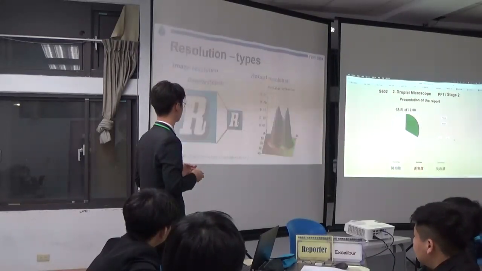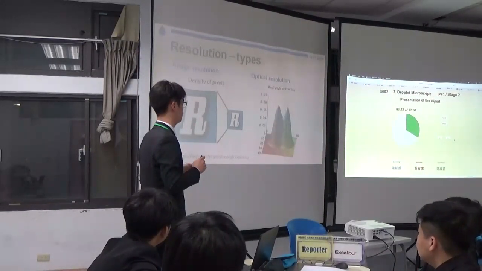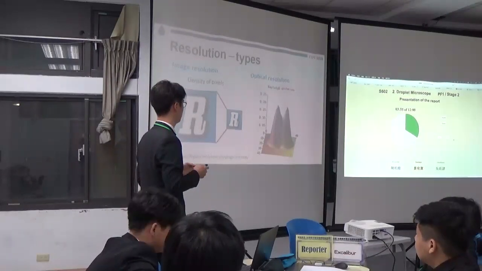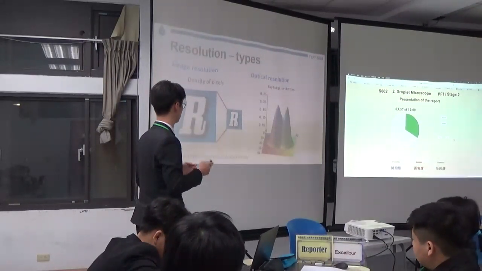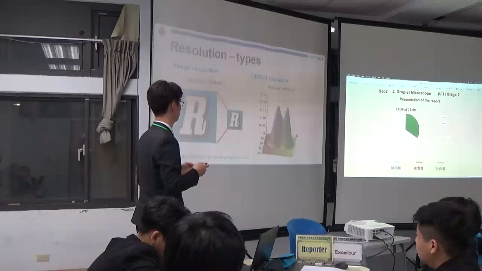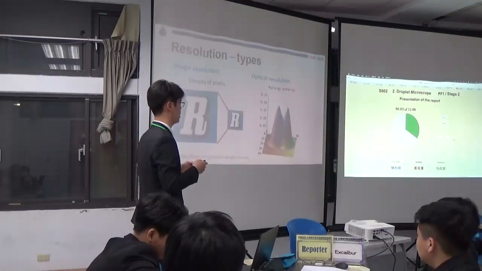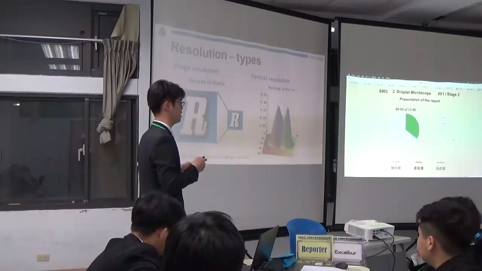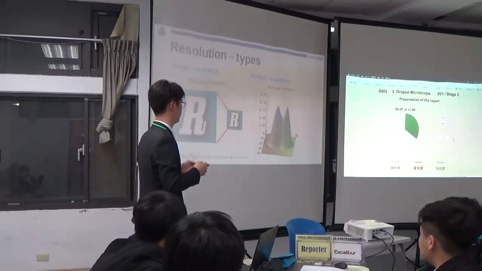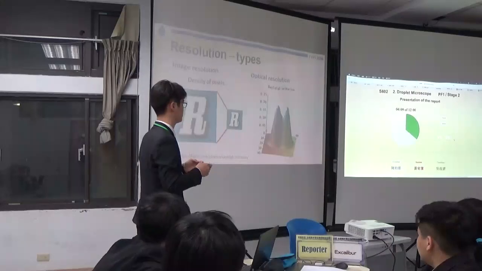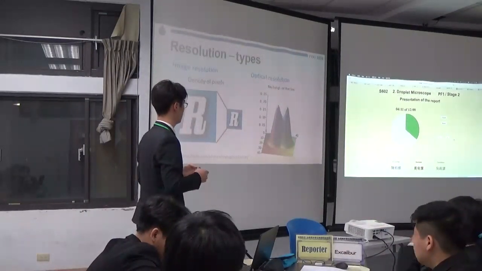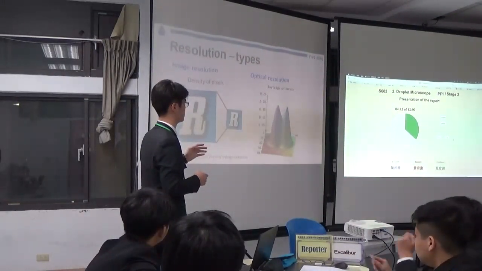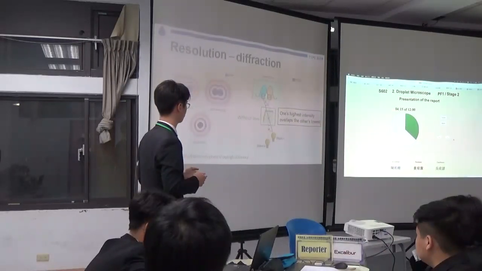Okay, and for the types of resolution, there are mainly 2 types. One is the image resolution, which actually depends on the density of the pixels, and the other is the optical resolution. It's actually based on the Rayleigh criterion, which is affected by the diffraction of light. And the definition of resolution here is the optical resolution.